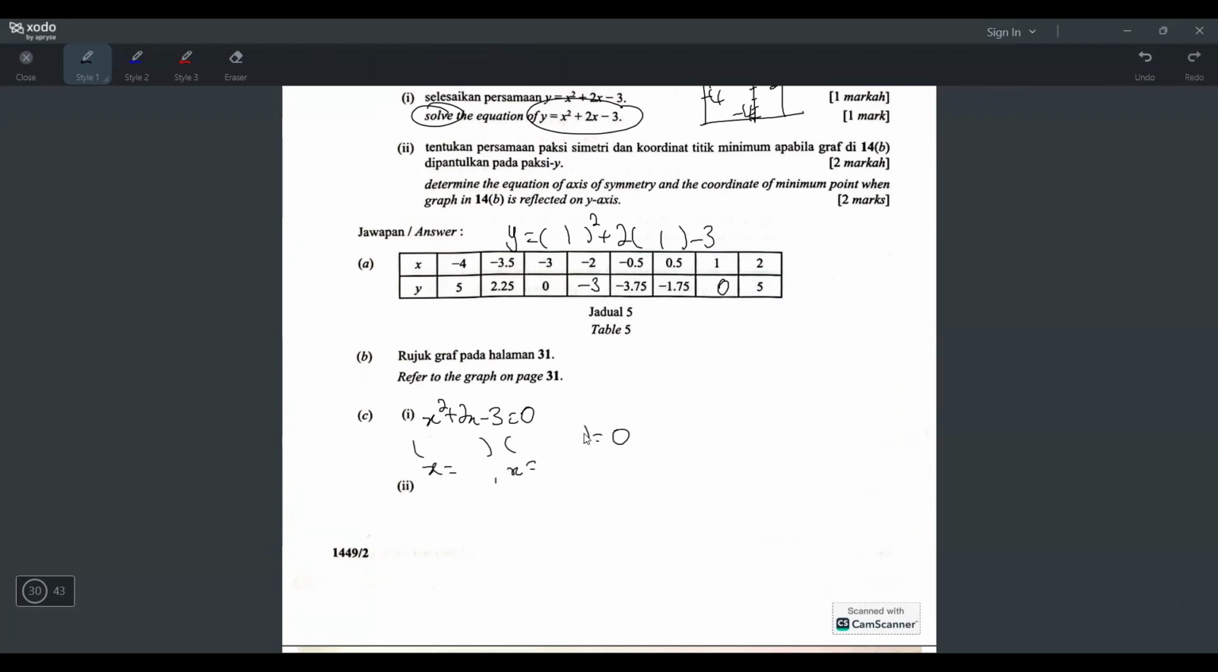Press that in your calculator. And yeah, they give you the same answer, 1 and negative 3. And of course, this will be x minus 1, x plus 3, because you have to reverse it, right? So x is 1, x is negative 3. So that's the answer.